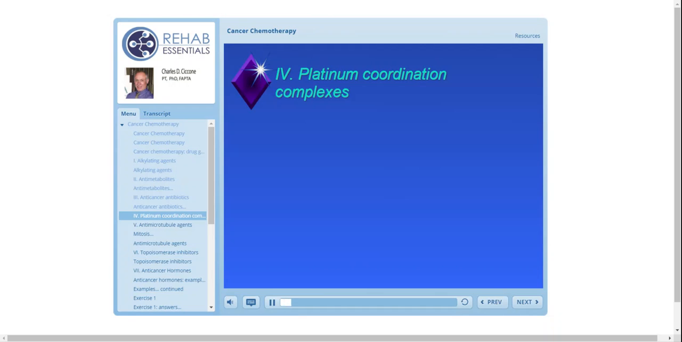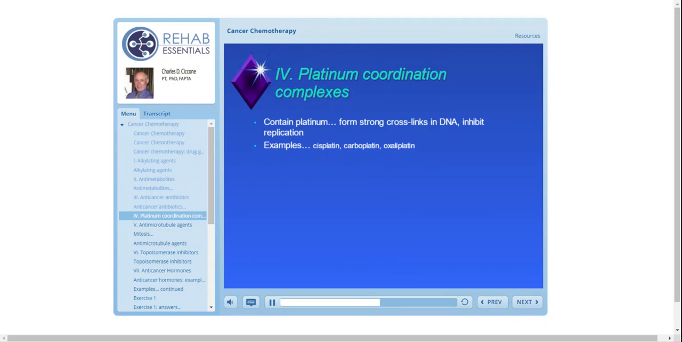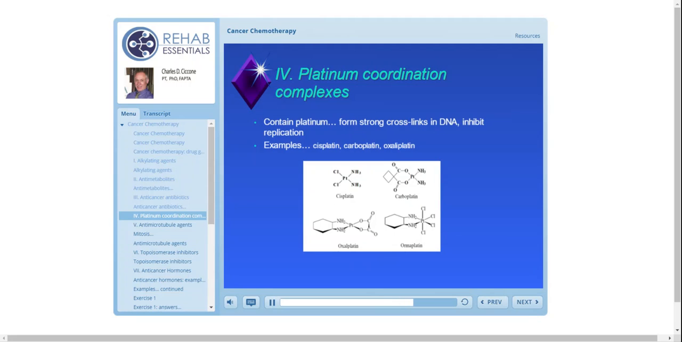Our fourth group are the platinum coordination complexes. They're so named because they contain a platinum molecule within their chemical structure. Another way to form strong crosslinks within the DNA to inhibit replication. So we've seen this strategy a couple of times already with the alkylating agents and with the antibiotics. So it's another way to achieve the same goal. And you can see they have platinum somewhere in their name, cisplatin, carboplatin, and so forth. This shows you the chemical structure. You can see the platinum moiety within the molecule. So once again, they're binding into the DNA, tying it up, or probably just causing it to break.